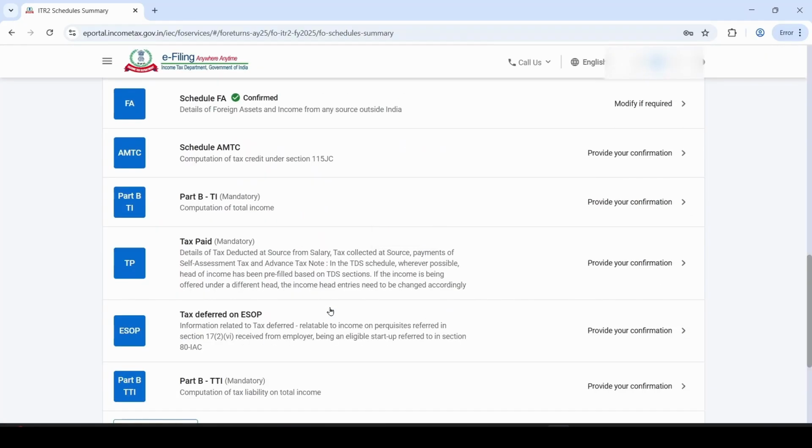Click on confirm. In this manner, you can report your foreign dividend and foreign capital gain in ITR.